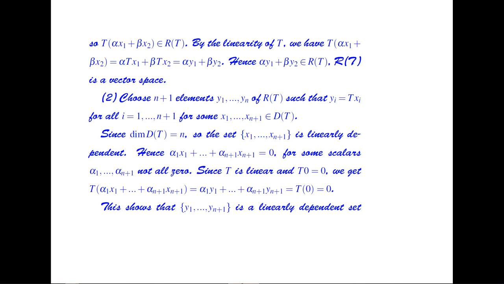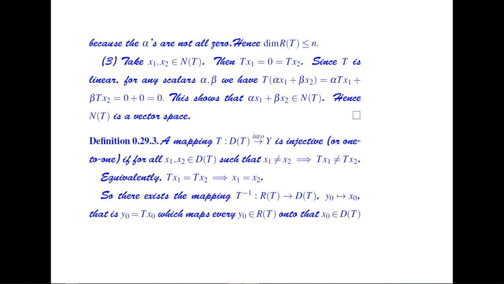This shows that the set y1, y2, and so on, y_{n+1} is a linearly dependent set, because all the alphas are not all 0. So hence the dimension of the range space of T is less than or equal to n.